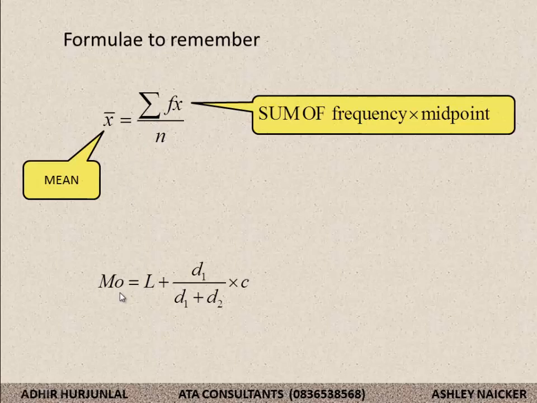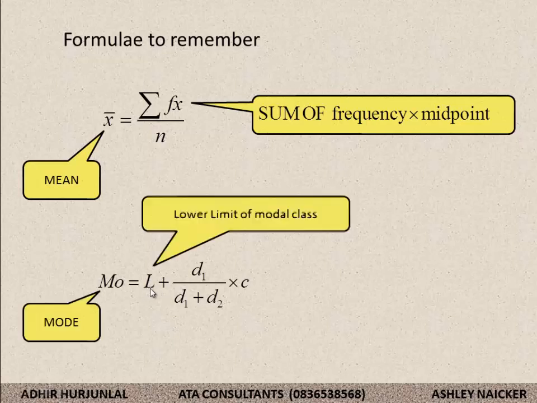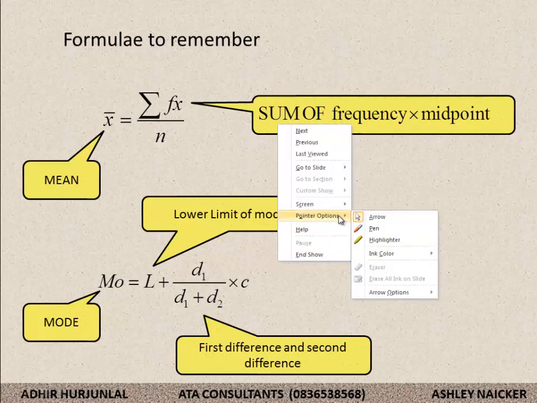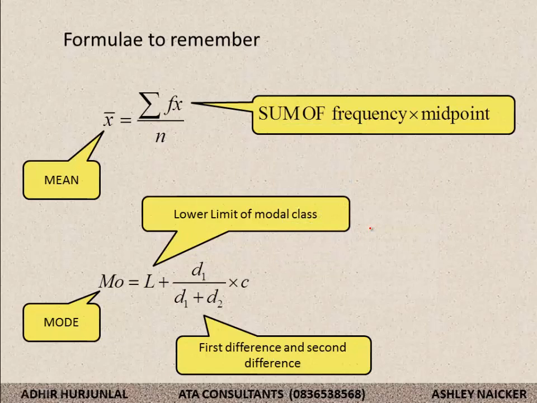Sometimes I will be asked to calculate the mode. When I'm being asked to calculate the mode, I remember it as MO, the mode, most often. The mode is equal to L. This L stands for the lower limit of the modal class. Then I come across something very interesting right over here, D1 and D2. D1 is the first difference and D2 is the second difference. Just remember that for now. As I go further, I will be able to exactly show you what D1 and D2 are. For now guys, just remember first difference and the second difference. Let's go further.